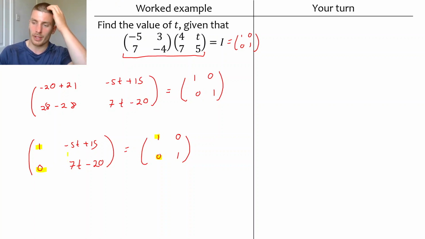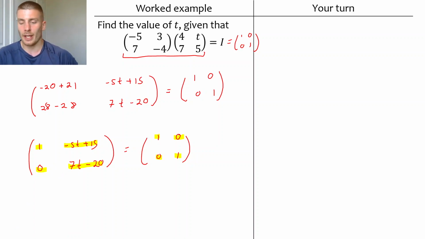You've got the top right term, minus 5t plus 15, must be equal to 0. If these two matrices are equal, you must be able to equate the two terms. And similarly, down here, 7t take away 20 must be equal to 1. I'm going to solve both of them just to show you that you should get the same answer for t in both cases. So let's go and double check that.